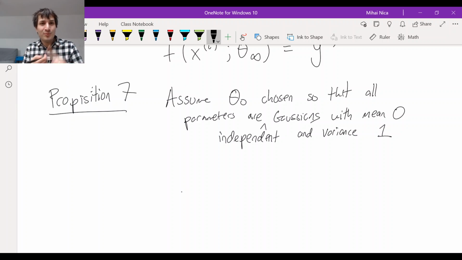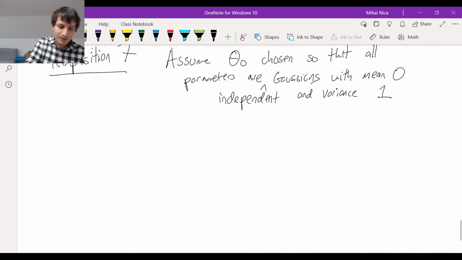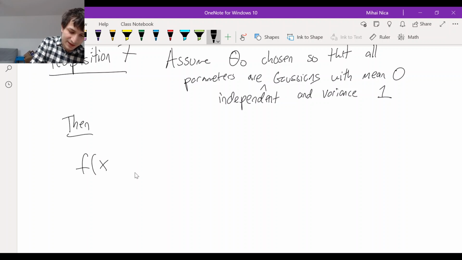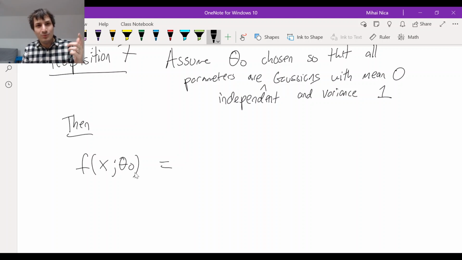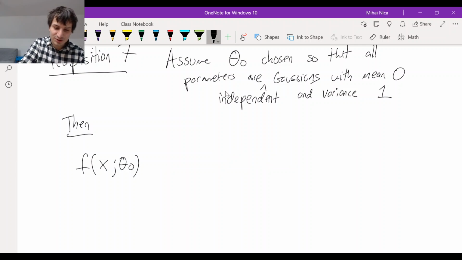And if you do that, so all the parameters theta are independent Gaussians at time 0, then what is f of x theta 0? Well, we know the formula. The formula is just theta transpose phi of x. So this is a linear combination of these Gaussians of mean 0 and variance 1. And if you know about Gaussians, you know that linear combinations of Gaussians are still Gaussian. So the proposition 7 tells us the distribution of f of x theta 0. At time 0, f of x theta 0 is a linear combination of these Gaussians, so it is also Gaussian.